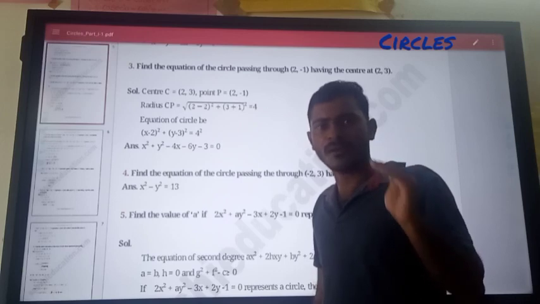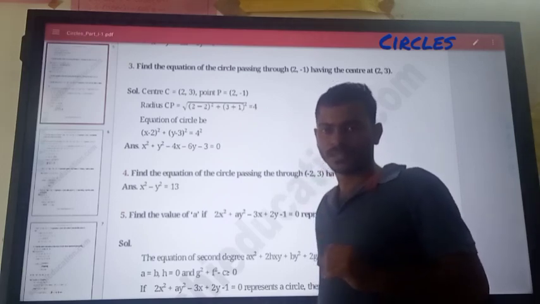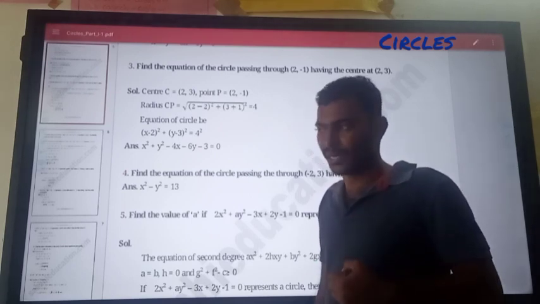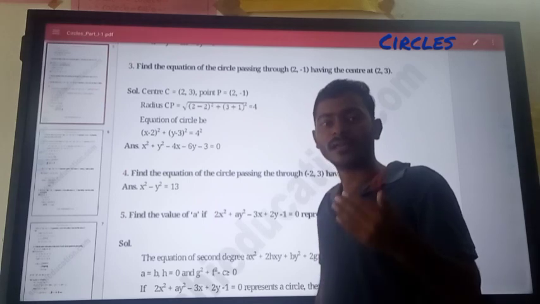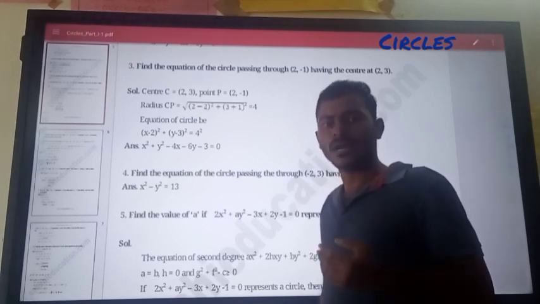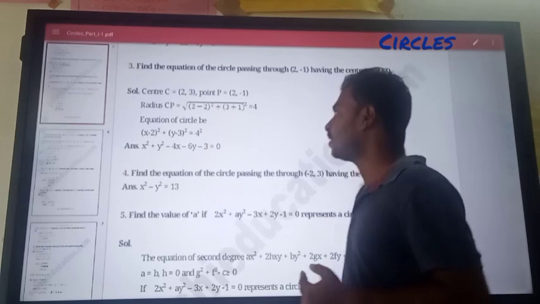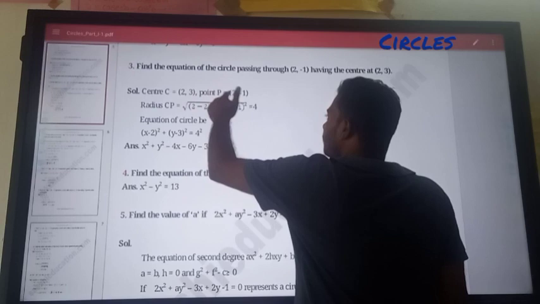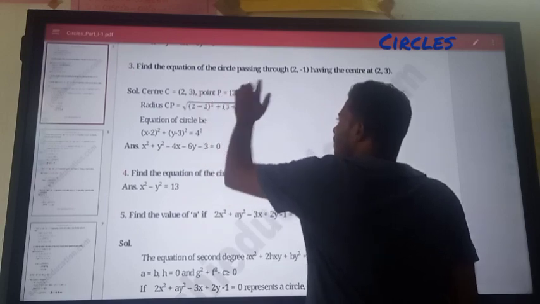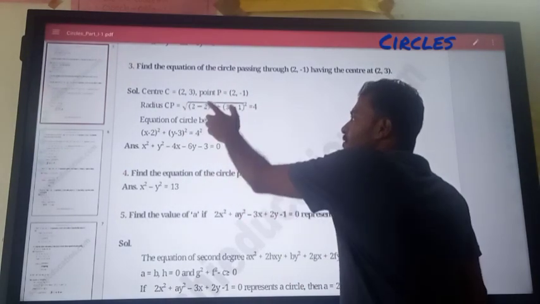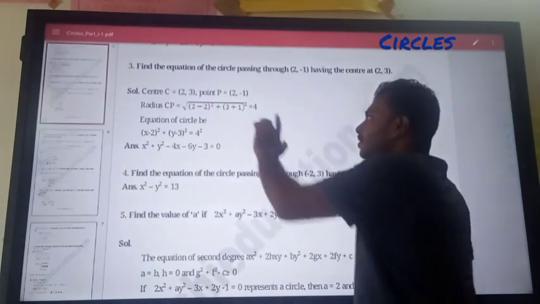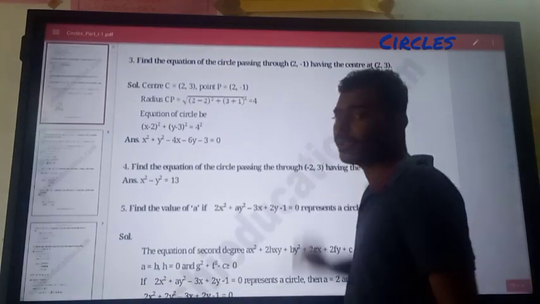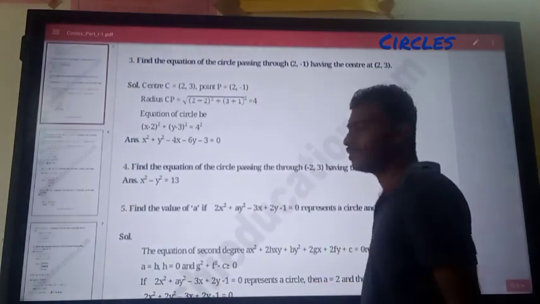This is the formula belonging to 1B, the locus chapter, where we discussed this formula. Distance between 2 points is under root of (x2 - x1)² plus (y2 - y1)². Now here (x2 - x1)² means (2 - 2)² and 3 minus of minus 1 is plus. So 2 minus 2 becomes 0, 3 plus 1 is 4. The square root will be cancelled, to get the value 4.